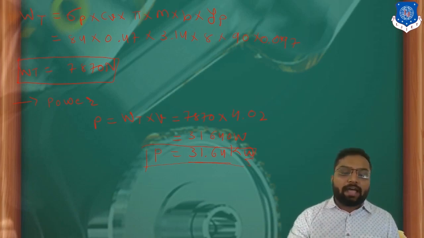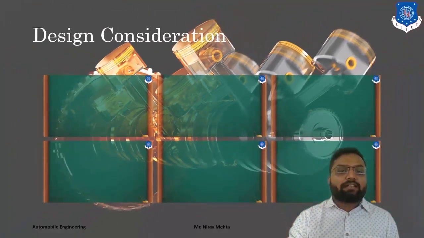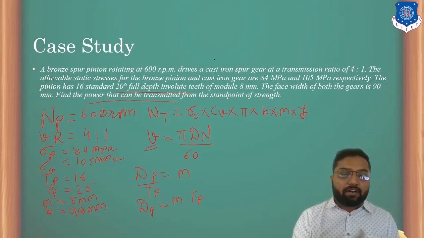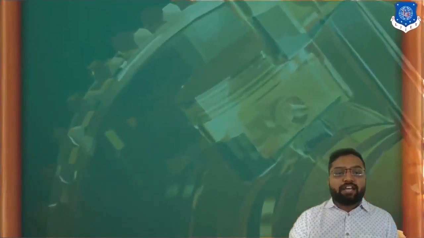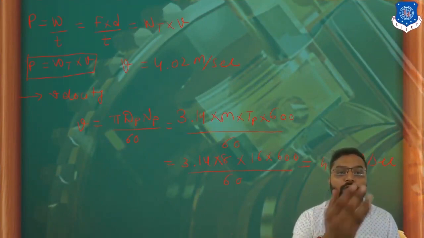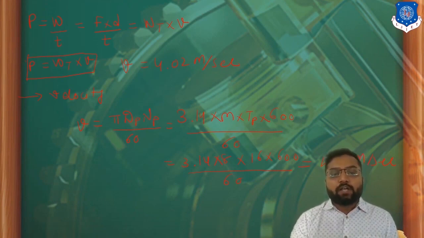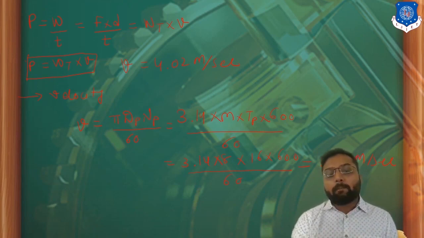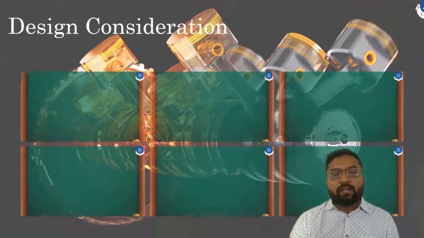Let's recap what we have learned today. We started this design consideration from a case study where we were given input data and asked to find power, which depends on thrust load and velocity. We established the relationship between power and force, that P is equal to WT into velocity. First we found the velocity, which depends on pi dp np upon 60. After finding this velocity, we found the power.